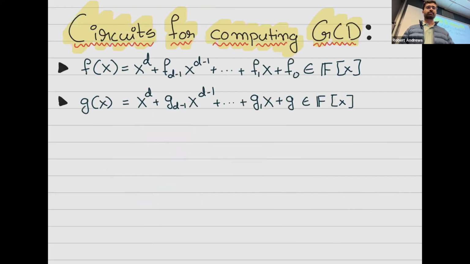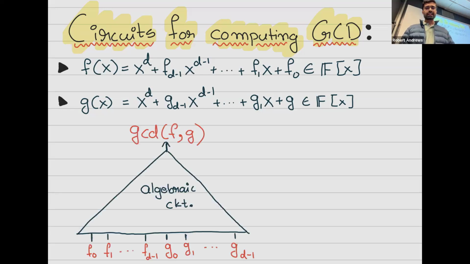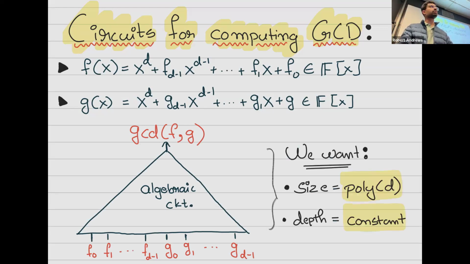Okay. So now if I wanted circuits for computing GCD, what I would like is something of this form. If I'm given two polynomials f and g of degree d, let the coefficients be f_{d-1} up to f_0, g_{d-1} up to g_0. I would like a circuit that takes these coefficients as input and computes the GCD. So this triangle is the algebraic circuit, I'm just hiding the internal gates there. And what we want is the size, which corresponds to the number of processors, to be polynomial in d. And we want the depth, which corresponds to the number of rounds, to be constant.